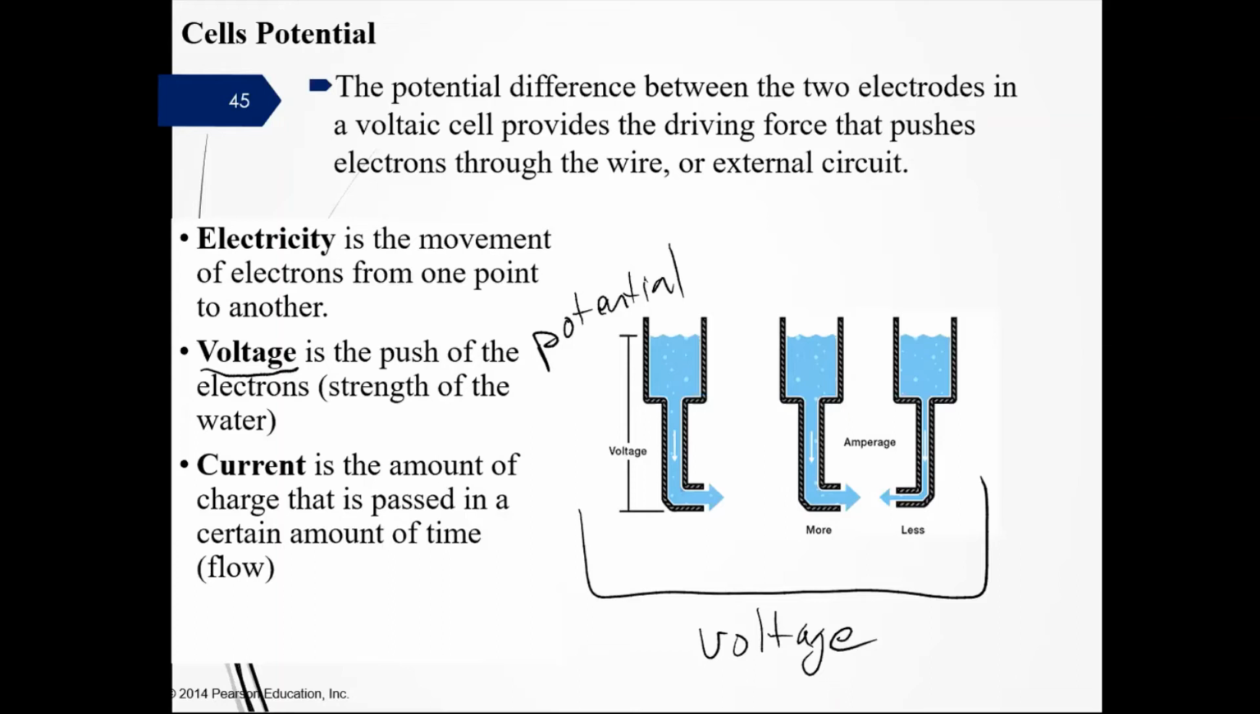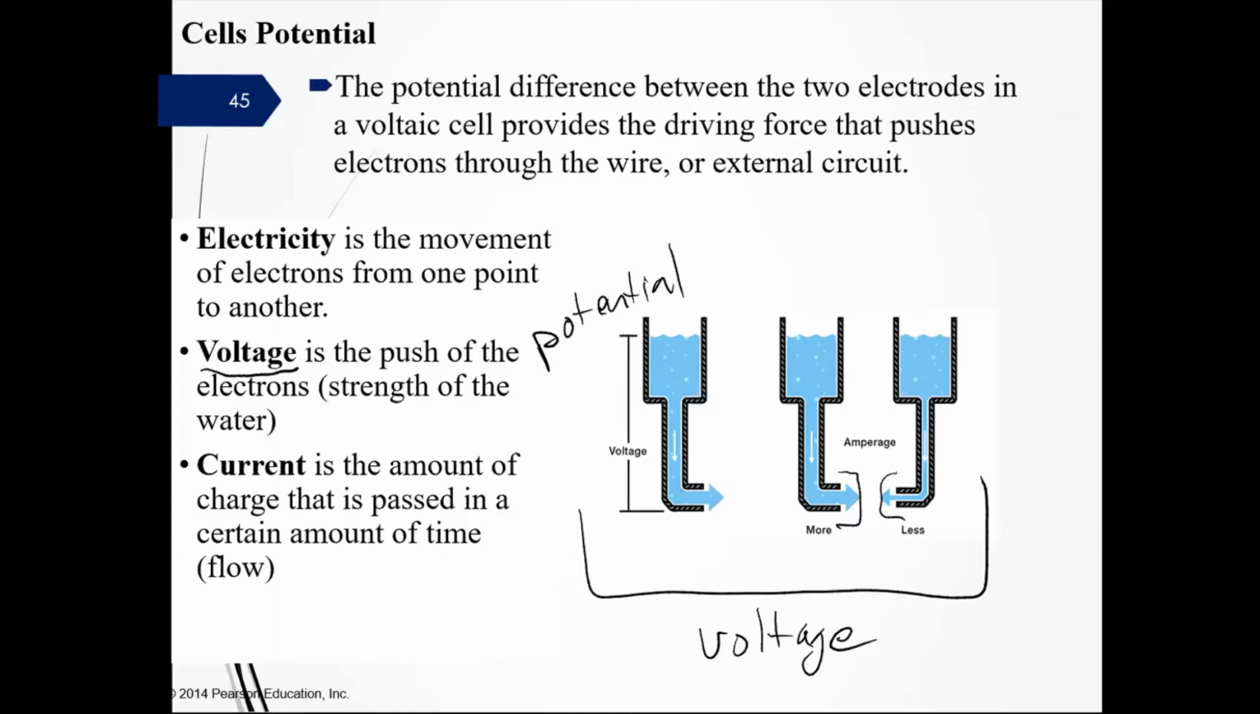Your current is the amount of charge that passes. So when we look at our current, it's kind of like the nozzle at the end of your hose, right? A smaller nozzle will restrict your current more, and so you won't get as much water to flow out, whereas a larger one will have a lot of water over that same period of time. So it's kind of like a garden hose versus a fire hose.